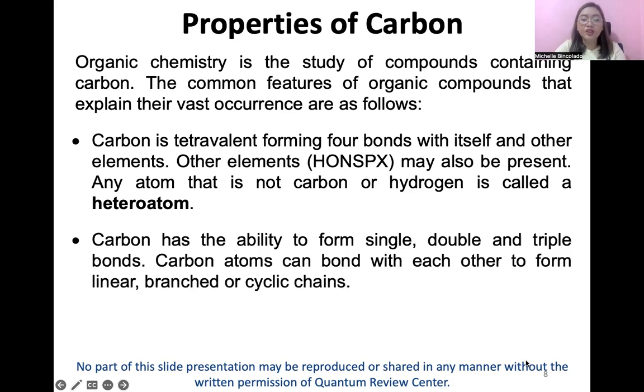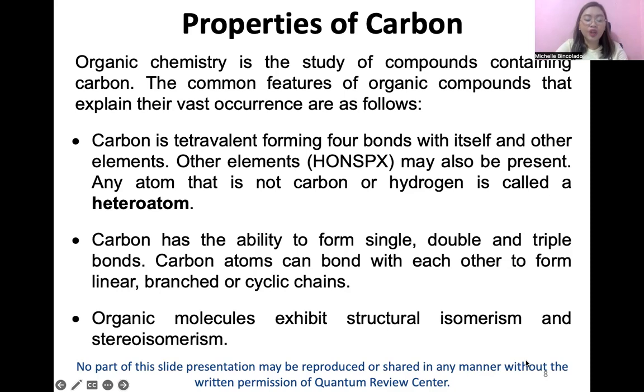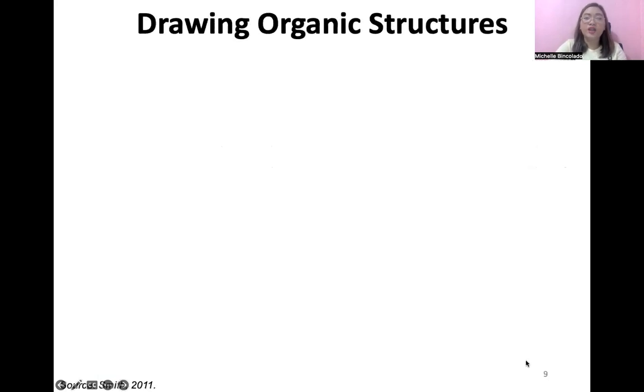Carbon has the ability to form single, double, and triple bonds. Carbon atoms can bond with each other to form linear, branched, or cyclic chains. Organic molecules exhibit structural isomerism and stereoisomerism. So this is just a preview, guys, usually that you can read from books about organic chem and of course organic compounds. Now, guys, mag-recall lang tayo.